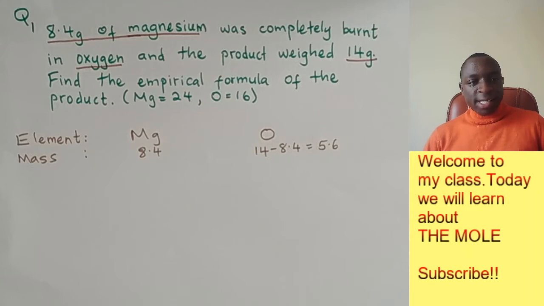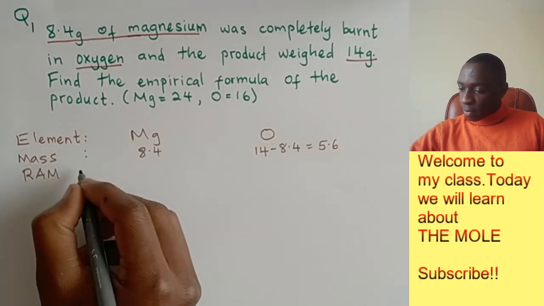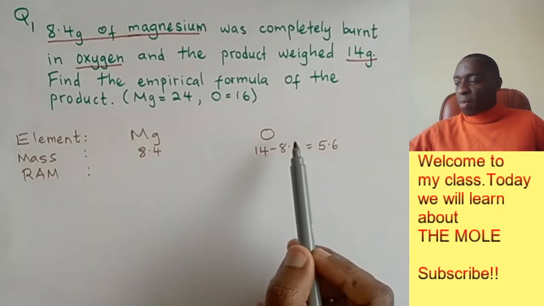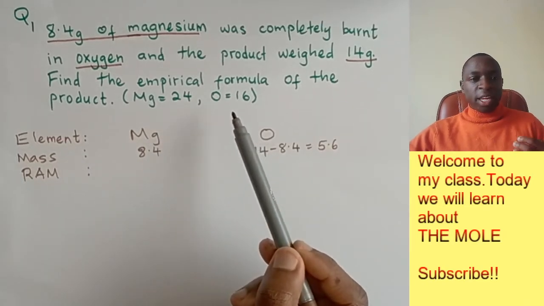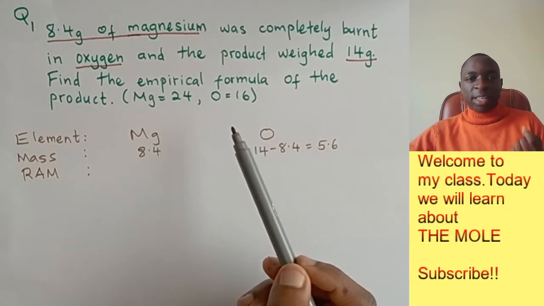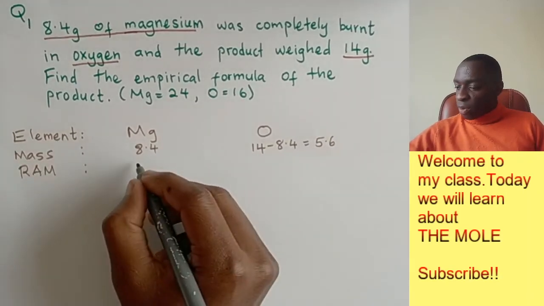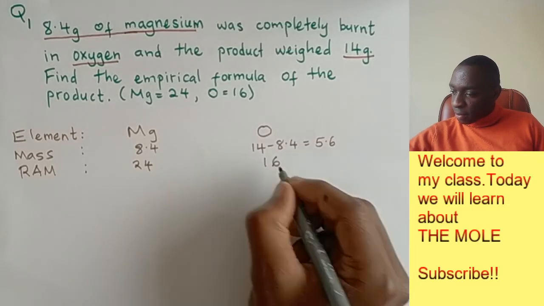So the next step, after you've gotten the elements and the mass of these elements, is to go ahead and get the relative atomic mass. Now the relative atomic mass of magnesium and the relative atomic mass of oxygen are the numbers given in brackets right here. In case you don't have these numbers, you can usually look in the periodic table and find the relative atomic mass. So here it is 24 and here it is 16.